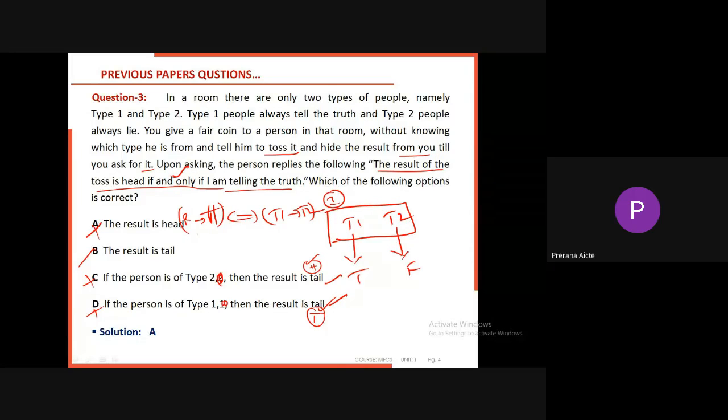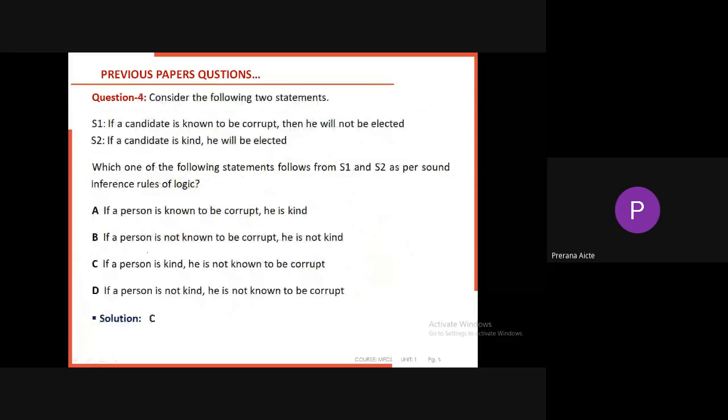Why? Because if a type 1 person is telling truth, then this becomes true, but this is not true and this is also not true. So we are getting option A as the answer for this one. We need to think about this statement logically and then process it. And coming to the next question, it is a little bit easier.